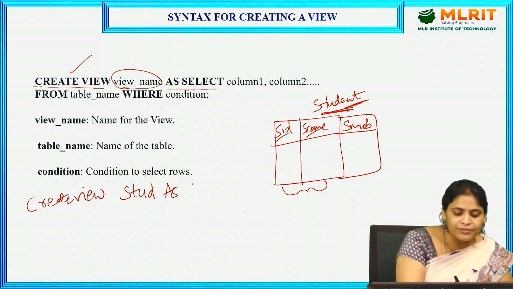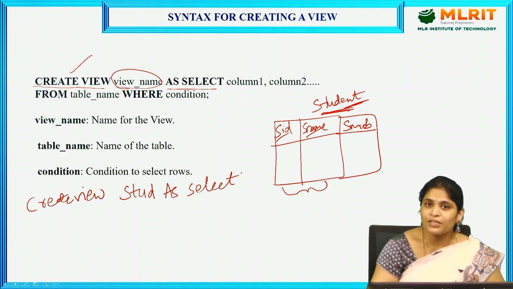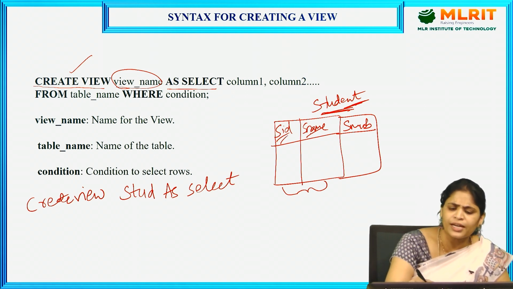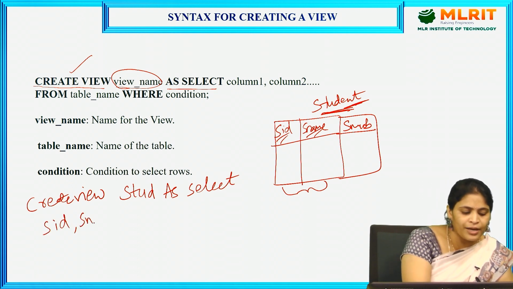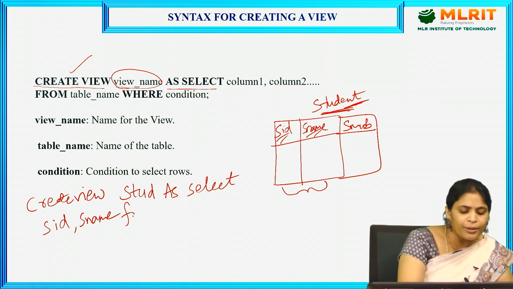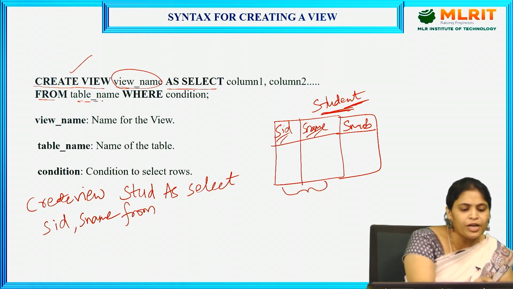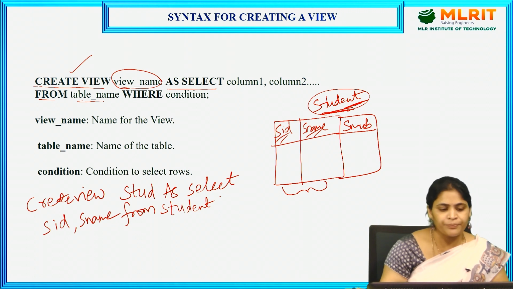As select, column 1, column 2, whatever the columns that you want to retrieve. So here I want only SID and S name. That is why here I have to write SID, comma, S name. Only 2 columns I want to view, right? So from table name, what is the table name here? Student. So that one I have to represent here, from student.